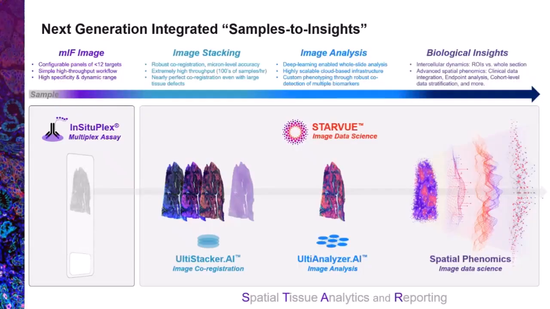And this brings me then to our next step in our image data science pipeline. We call it STARVUE for Spatial Tissue Analytics and Reporting on our view panels. And again, after the stacking, we have developed a very targeted image analysis approach, and then this is followed by the actual data mining or insight generation, where you then combine your MIF-based spatial data with other modalities, with treatment information, with response information to actually generate the insights that we already learned today.